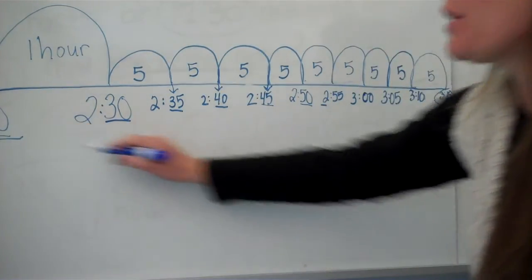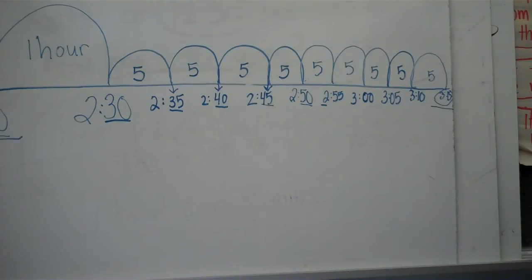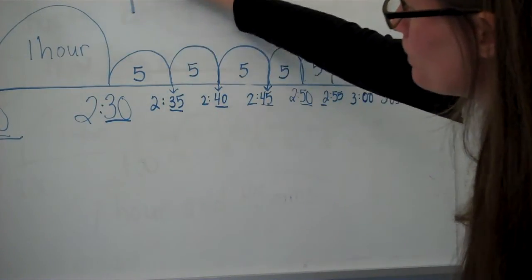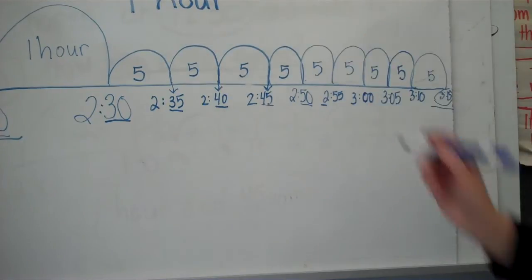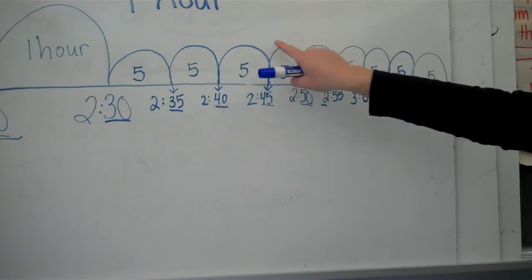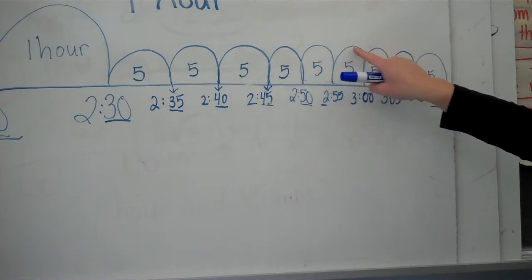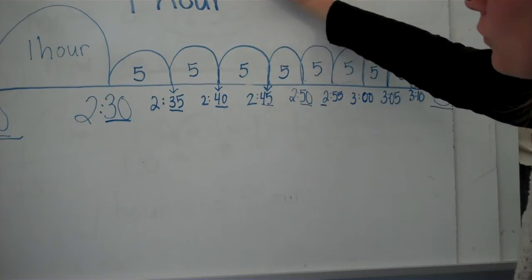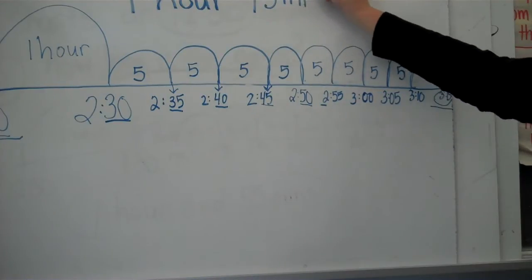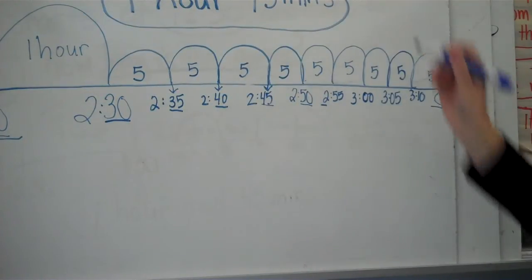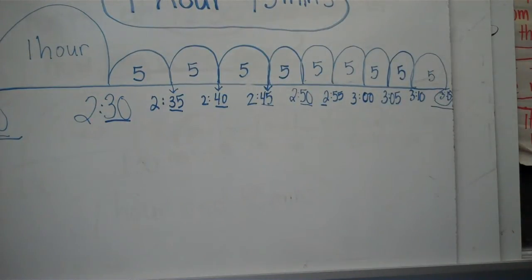I started at 1:30. I ended at 3:15. Now I'm going to figure out how long that party lasted. Well, I see that I only hopped 1 hour. Let's see how many 5 minutes I hopped. 5, 10, 15, 20, 25, 30, 35, 40, 45. So I hopped 45 minutes. So Matthew's party lasted 1 hour and 45 minutes.